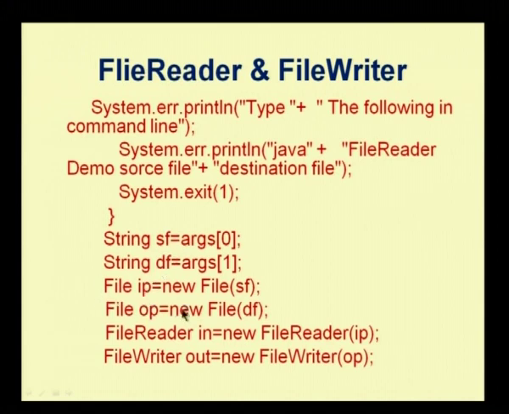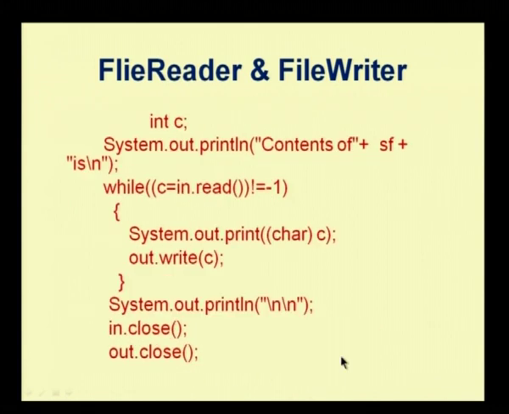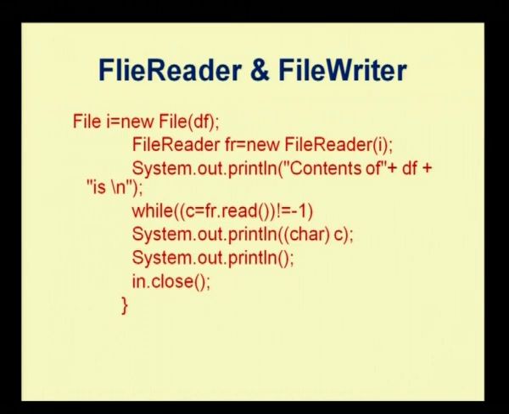So file, I am creating a new file: file is equal to new File. I am having a file reader which is going to read from the input file and a writer which is going to write to an output file. So here you can see in.read, I am reading the contents from my file and having it in c, and then I am writing it to out. Out is here nothing but my file writer. So I am reading from my file reader and then writing it to the file writer, and then this is closing your file reader as well as your file writer.